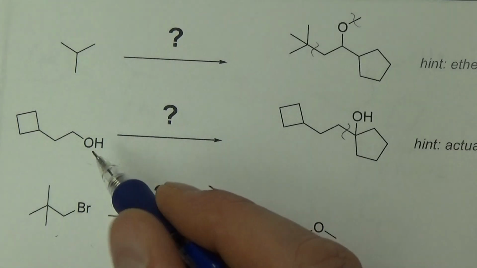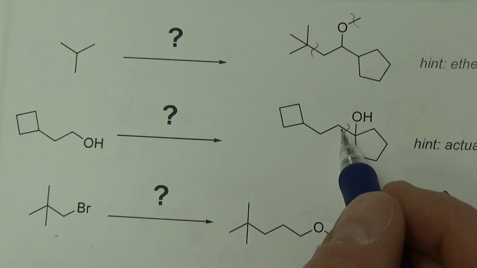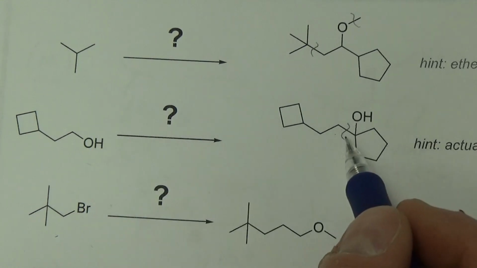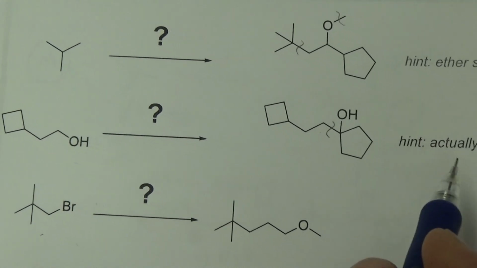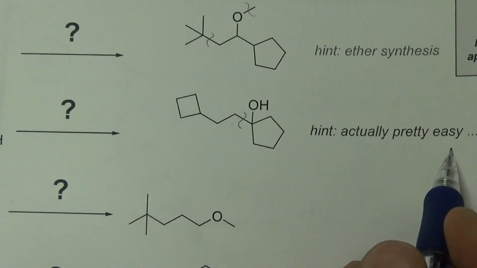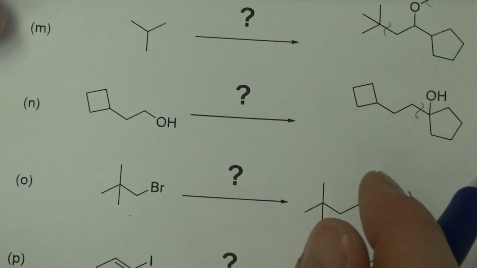That's why we do retrosynthesis, right? We're going to go backwards and see where it takes us. The only goal is to eventually work our way back to this. But that's a very easy connection. That's a Grignard right there. I think the hint says it's actually pretty easy. So, we'll see how easy it is. Problem N.